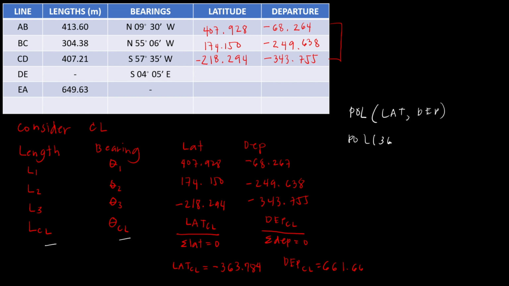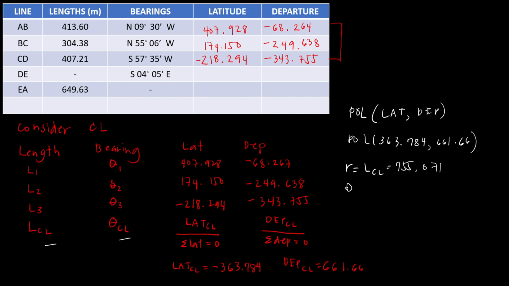So, that is 363.784 and then 661.66. Ayan. So, ilalabas niyan yung R. Yan yung length ng closing line natin. So, this is 755.071.